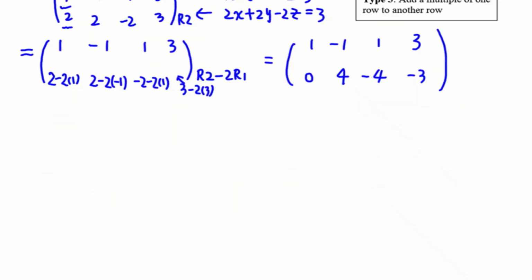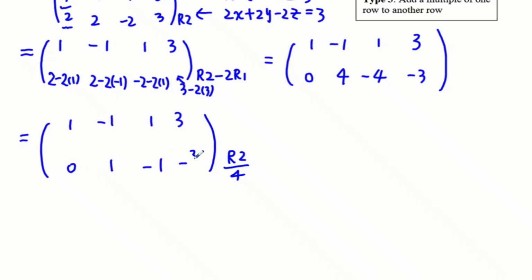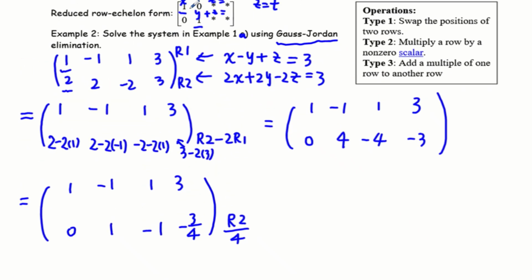The next step, equals, we copy the first row here. The second row, we want to divide by 4. Then 0, 1, -1, -3 over 4. So compared to the final form, this one needs to be 0.